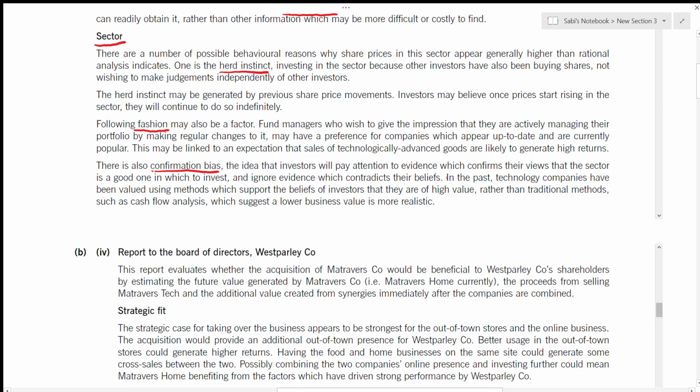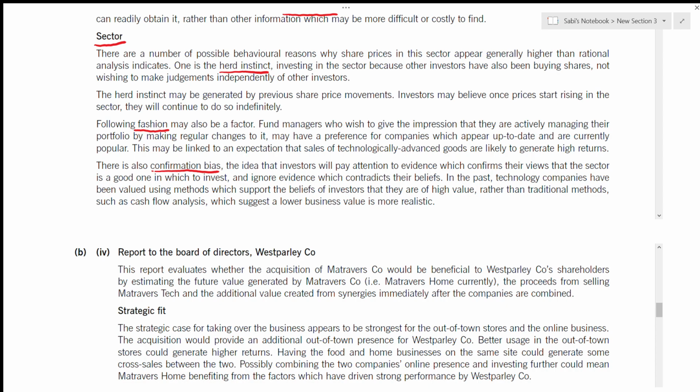In the past, technology companies have been valued using methods which support the beliefs of investors that they have high value. So how have technology companies been valued in the past? Using methods which support the beliefs of investors that they have high value. So investors believe that they are of high value. That's how they value, rather than traditional methods. The technology industry is not being valued by the traditional methods used for other industries. It is valued using the beliefs of the investors.